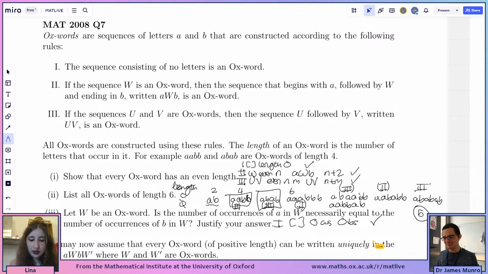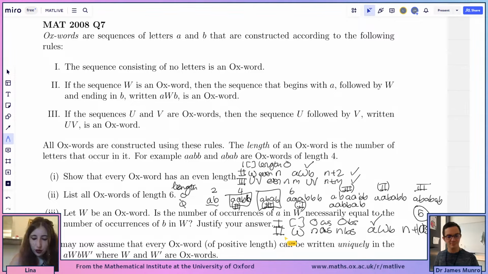So now if we look at rule 2, let us assume that our word W has n A's and n B's. And now we're going to make a new word, which is AWB. So now we're going to have n plus 1 A's and n plus 1 B's. And this is the same, so it's true for our second rule.